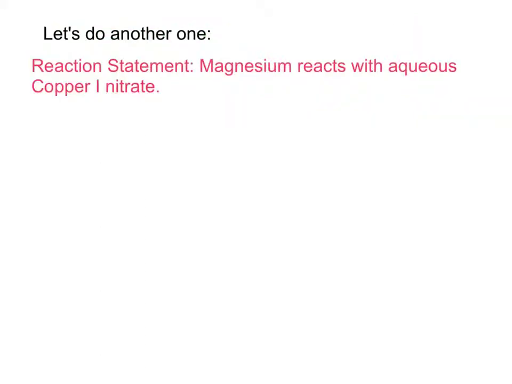Now let's try a different one. Okay, so here let's take magnesium reacts with aqueous copper 1 nitrate. Now copper 1 means that it only has a +1 charge. Nitrate, we know, is a polyatomic ion. It has a -1 charge.